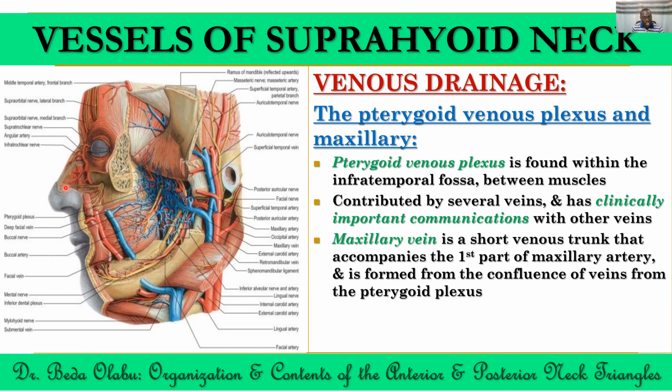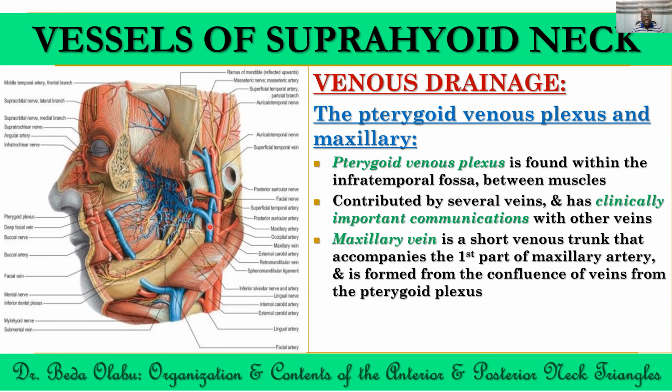Now, maxillary vein is a very short vein formed from the confluence of the multiple veins from the pterygoid venous plexus. So it's just a short stem that accompanies the first part of the maxillary artery. This maxillary vein joins the superficial temporal vein to form the retromandibular vein.